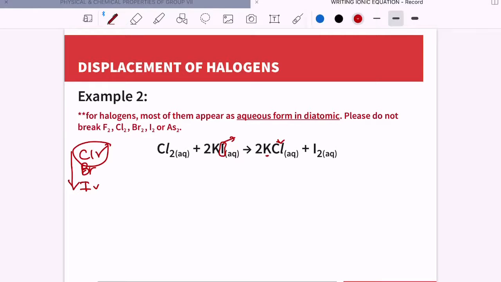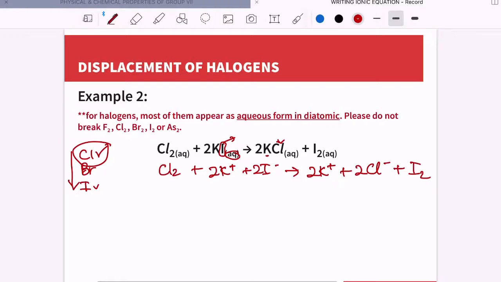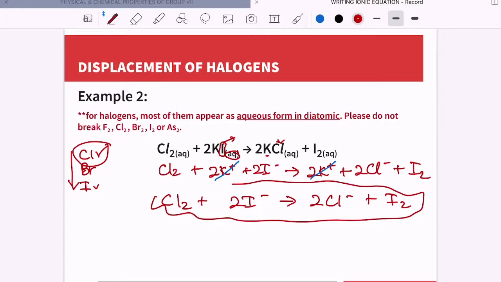So let's start. Chlorine Cl2, do not break it. So break this aqueous potassium iodide, 2K+ plus 2I- to form 2K+ plus 2Cl- plus I2. So let's cancel the same ion on the left and the right, which is potassium. So left with Cl2 plus 2I- to form 2Cl- plus I2. So this will be the ionic equation.